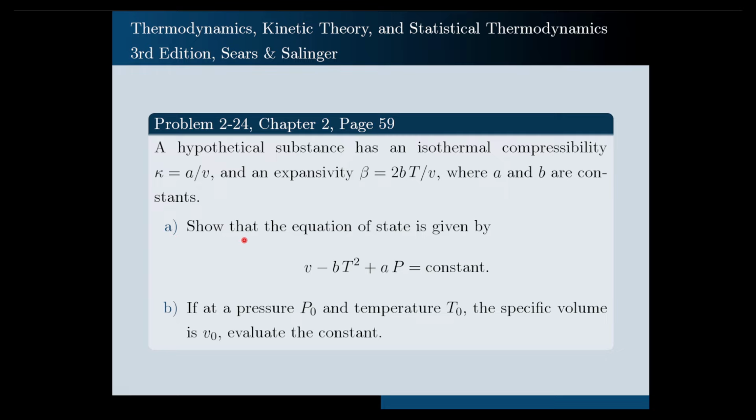Part A. Show that the equation of state is given by V minus B times T squared plus A times P equals a constant. Part B. If at a pressure P naught and temperature T naught, specific volume is V naught, evaluate the constant. It would be a good idea if you pause the video at this point and try to solve the problem yourself first.